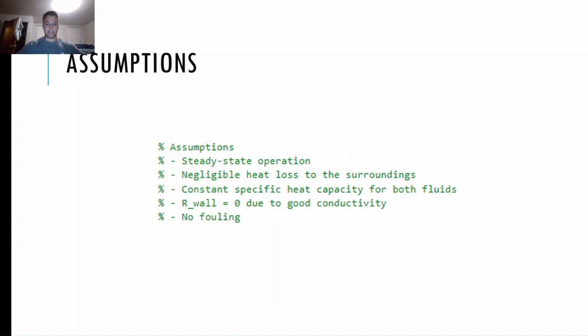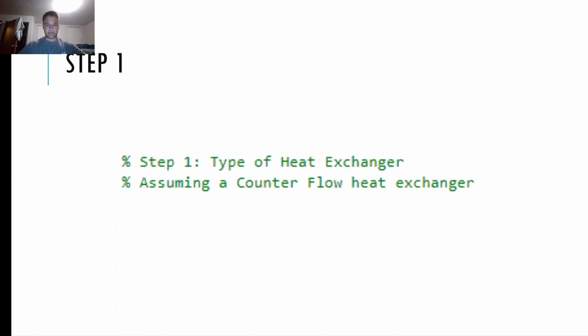The assumptions are steady state operation, negligible heat loss to surroundings, and constant specific heat capacity for both fluids. The R of the wall is going to be technically 0 due to good conductivity and a very thin wall. This also leads to the areas being relatively the same, due to the thin wall and good conductivity. This was seen in the book in chapter 11, towards the end. I'm also assuming no fouling, so there's no added resistance and heat loss due to that. Step 1 is assuming a counterflow heat exchanger.